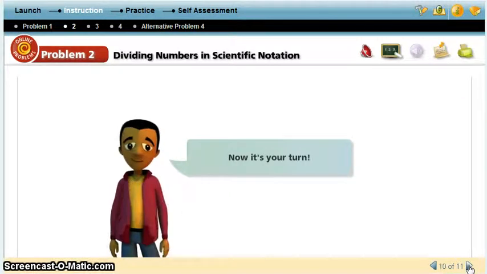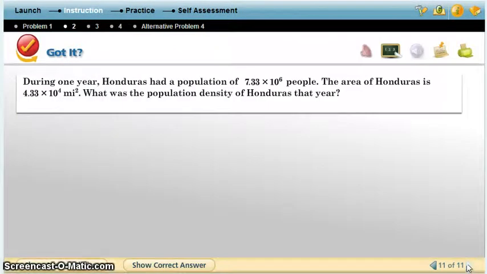Now it's your turn. Let's take what you just did in that last example, and this is of Honduras. This is the population of Honduras, and it's a very large number. That's the reason why we write it in scientific notation. And then the area of Honduras is 4.33 times 10 to the 4th square miles. So this is how big it is. What is the population density of Honduras for this particular year? Exactly like the last problem, you set up population over area.